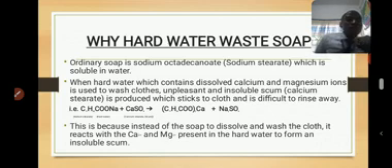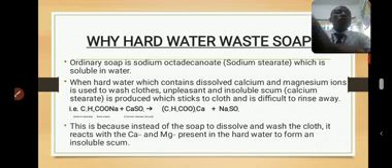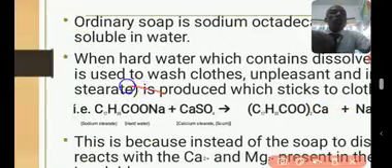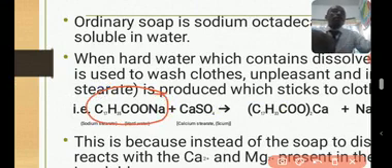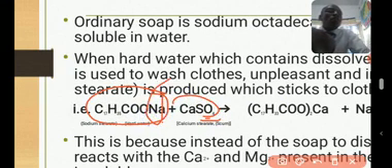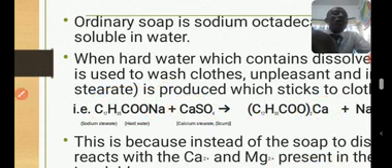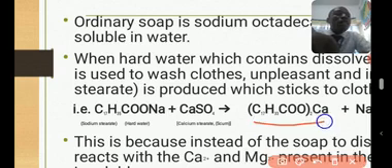Now, what happened? Why is it difficult for the soap to form lather with water when there is calcium ion inside it? When you put the soap inside water, it will react with this calcium sulfate, this compound. And then the sodium that is there will be replaced with calcium. Are we together? And form calcium octadecanoate. See, 17 carbon plus 1 carbon, right? Making 18 carbon. That's why it's called octadecanoate. So this will form calcium octadecanoate.